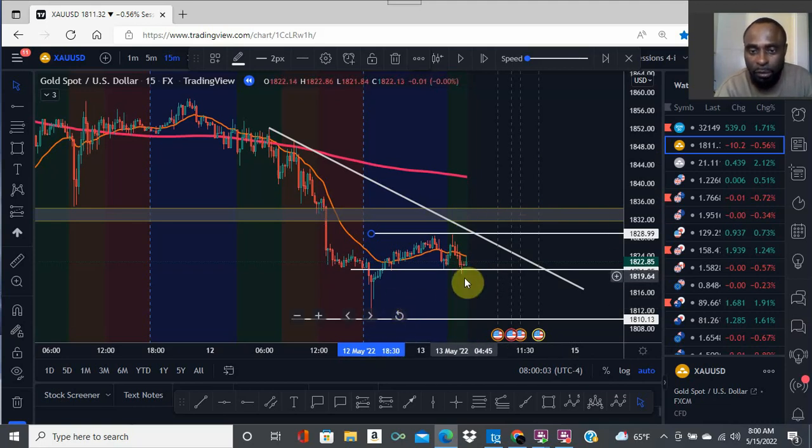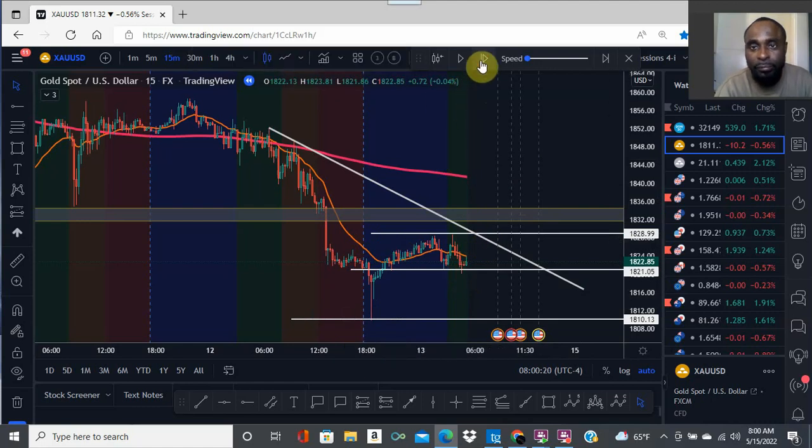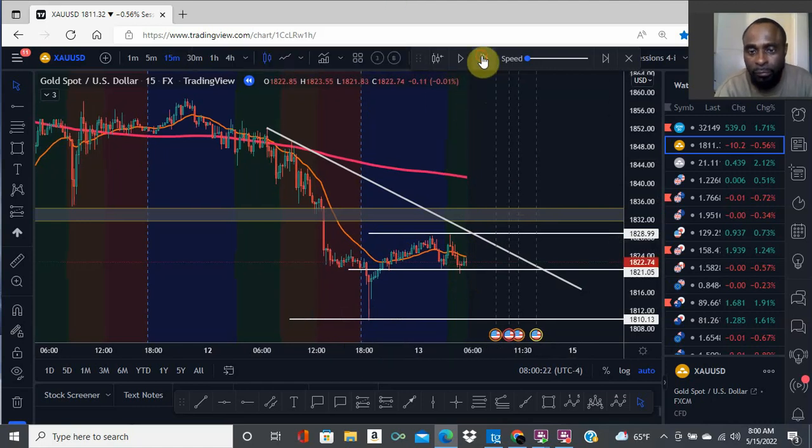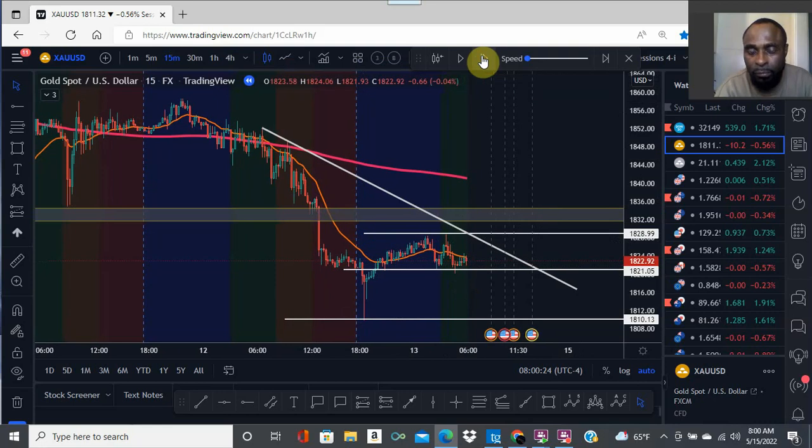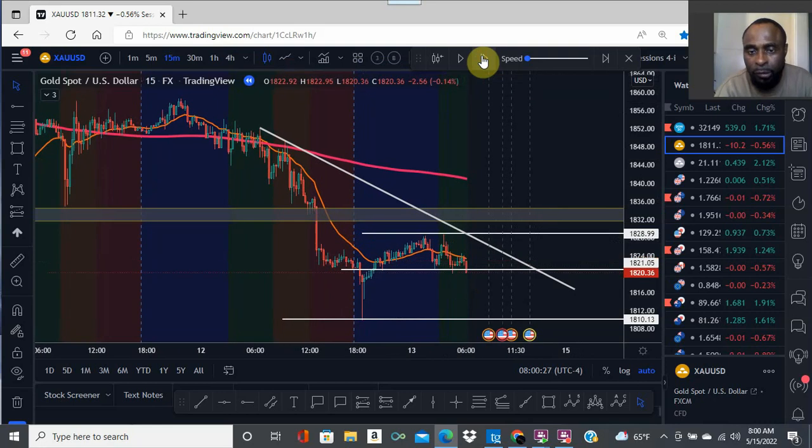So now we see a rejection of this area. Price did not close below here, so there's a possibility that price is going to push up to this area. So we've got to wait and see. There we go. Price just closed below it.